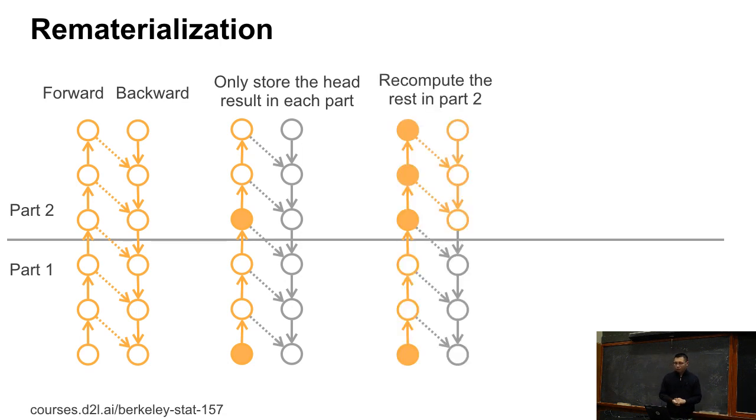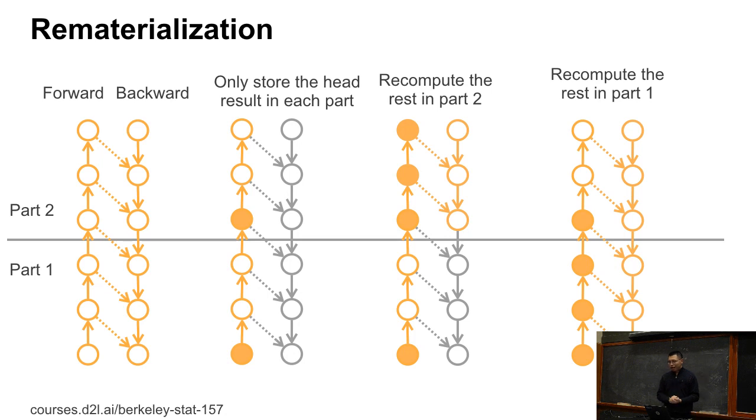Then to compute the backward path of part 2, we need the results of the top 2 nodes, but we don't have them. What we can do is recompute from the head node, which is the bottom node of this part. We just recompute these 2 results here. And for the last part, we also recompute the top 2 nodes' results in part 1, so we can get it done. Any questions here?